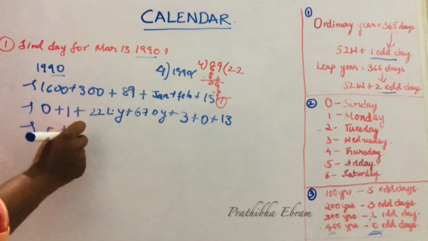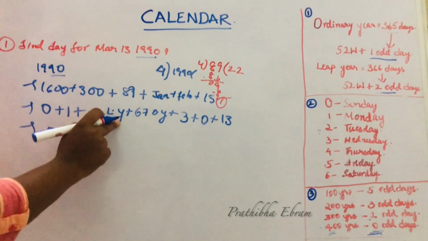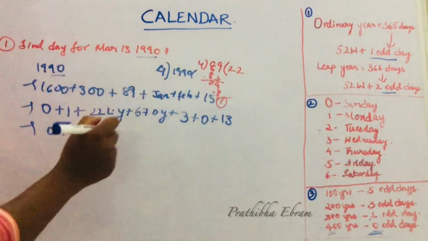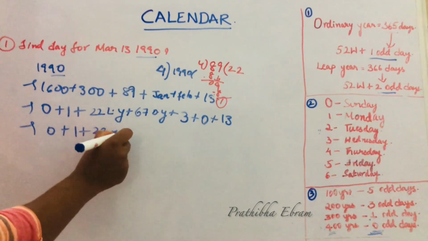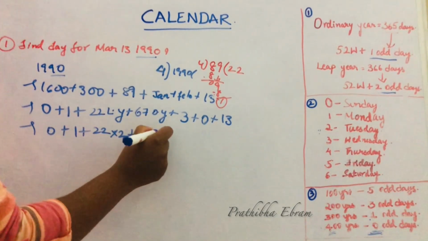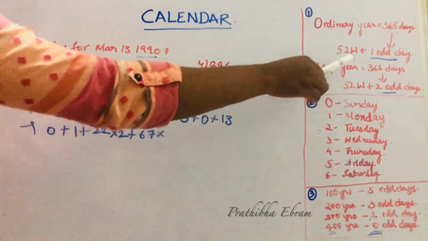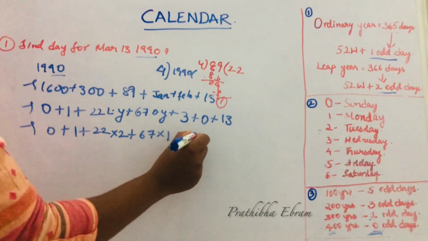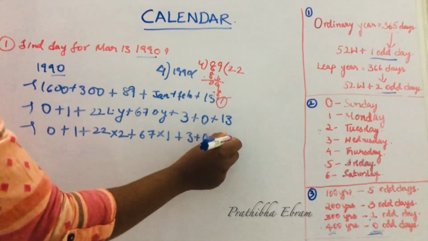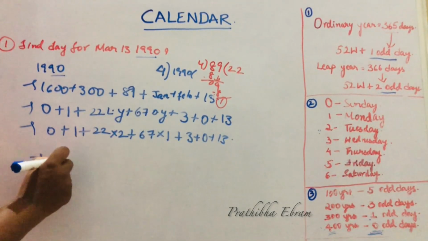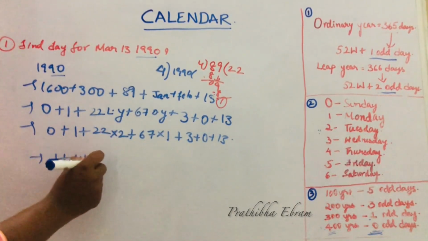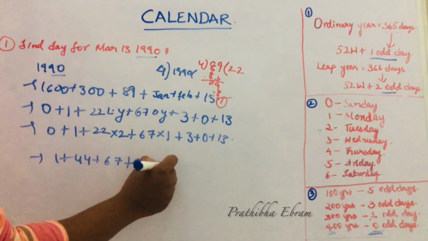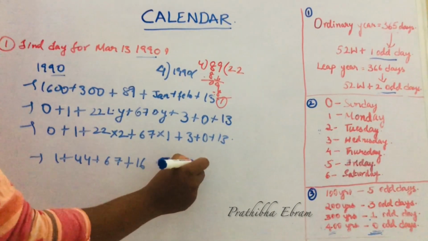Now 0 plus 1 plus. In 22 leap years, what did I say? For a leap year, we have 2 odd days, right? So 22 into 2, plus 67 into 1, since for an ordinary year we have 1 odd day, right? Plus 3 plus 0 plus 13. Now 1 plus 44 plus 67 plus 3 plus 13. Now if you add all this, you will get 128.